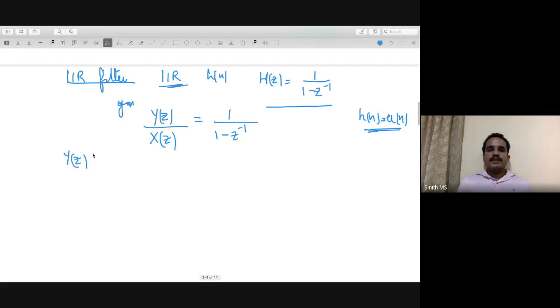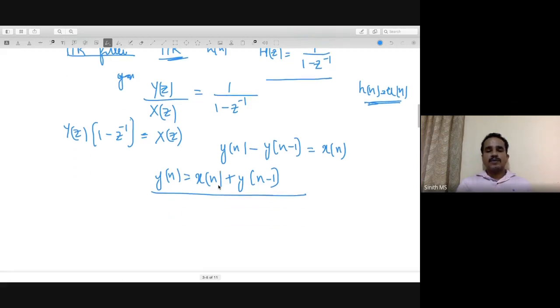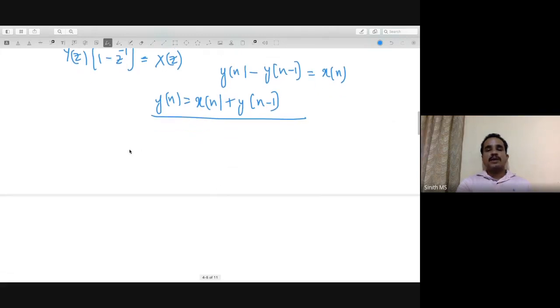So Y(z) into 1 minus z inverse is basically X(z). Now you cross multiply this, it becomes y[n] minus y[n-1] is equal to x[n], or y[n] you can write as x[n] plus y[n-1]. So in this case, you know that output depends on previous values of outputs also. But in the case of FIR filters, output depends on previous values of inputs only. So now let's try to implement this.